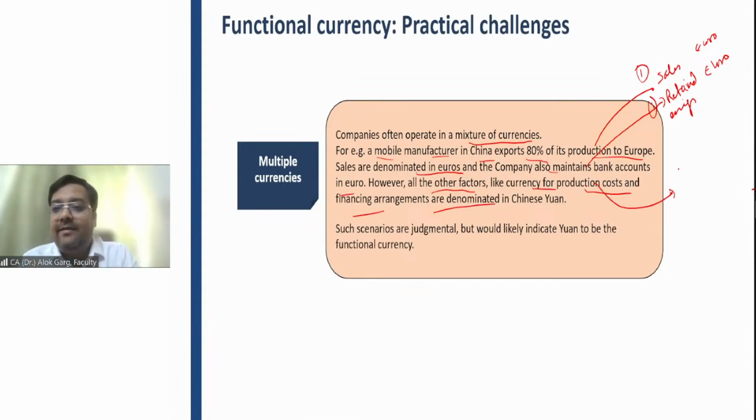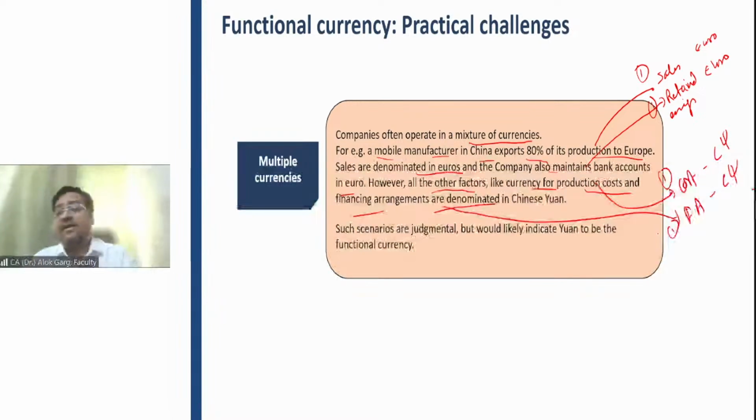If you see here, direct cost is in Chinese yuan, right? And your financing arrangement, your financing activity, is also in Chinese yuan. So one primary indicator, one secondary indicator is in Chinese yuan. So now you tell me what should be the functional currency. In such a scenario, it is judgmental, but would likely indicate yuan to be the functional currency.